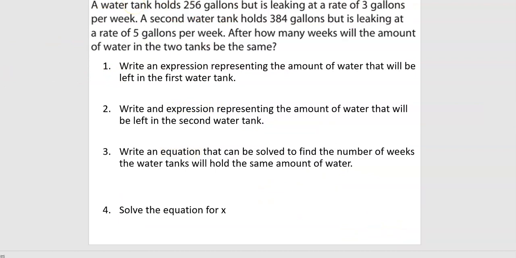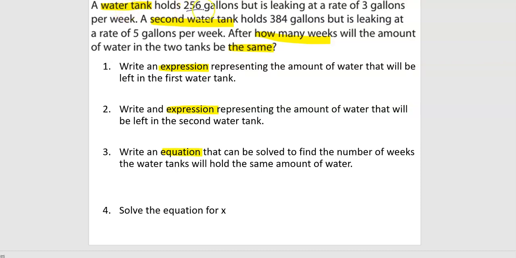I've got a water tank 1. I've got a second water tank, and they're holding different amounts of water, but they're also leaking at different rates. And we want to know after how many weeks will the amount of water in these tanks be the same? So I'm going to write an expression for the first water tank, I'm going to write an expression for the second water tank, and then I'm going to set them equal and write an equation with both.